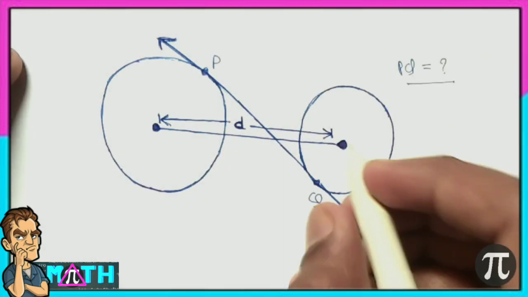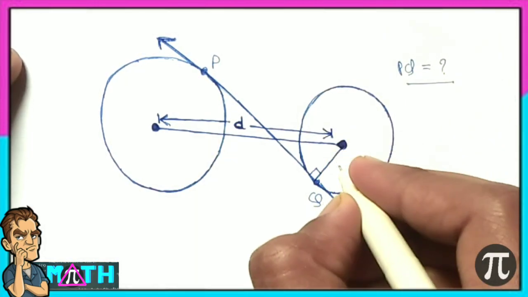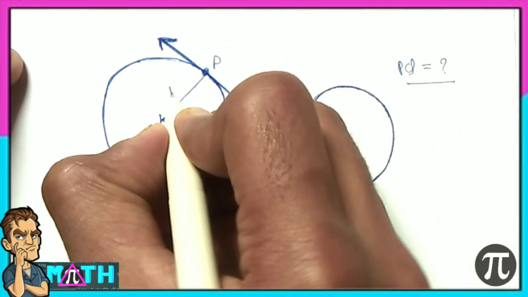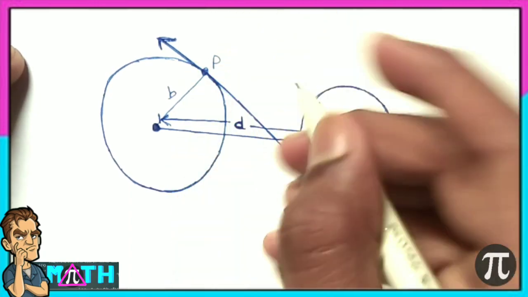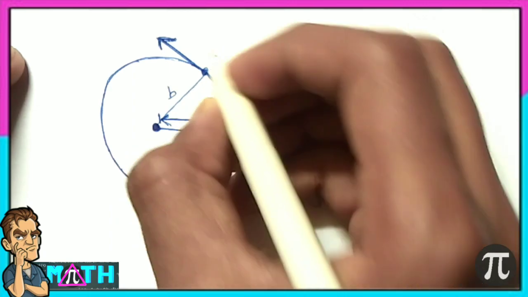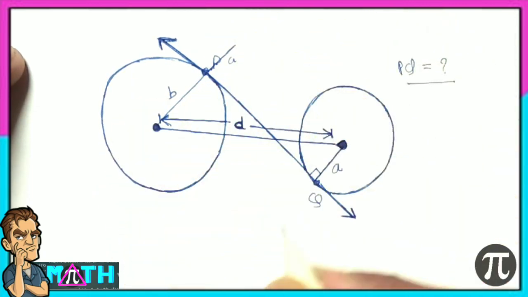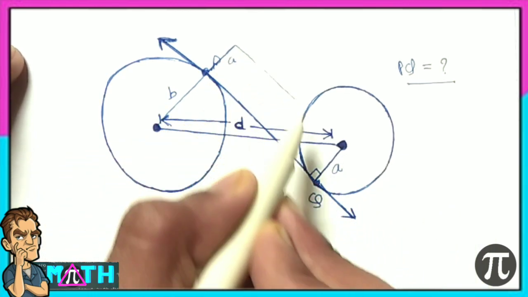So let's go. This is the radius of the smaller circle, let it be A, and this is the radius of the bigger one, let it be B. Now what I'm going to do is shift A parallelly to the point P. So this is A, and shift PQ parallelly here.